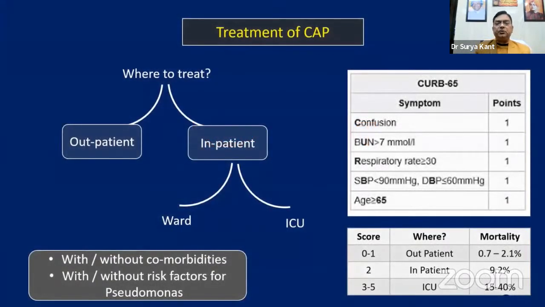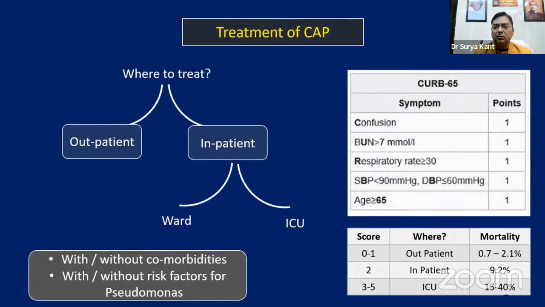Before starting the treatment, you must see how severe the pneumonia is, and that's why you require a pneumonia severity score. The literature is full of pneumonia severity scores, but I will go very simple, with the score which we have advised in the pneumonia guidelines and mentioned in the Indian guidelines for pneumonia. That is called CURB 65.